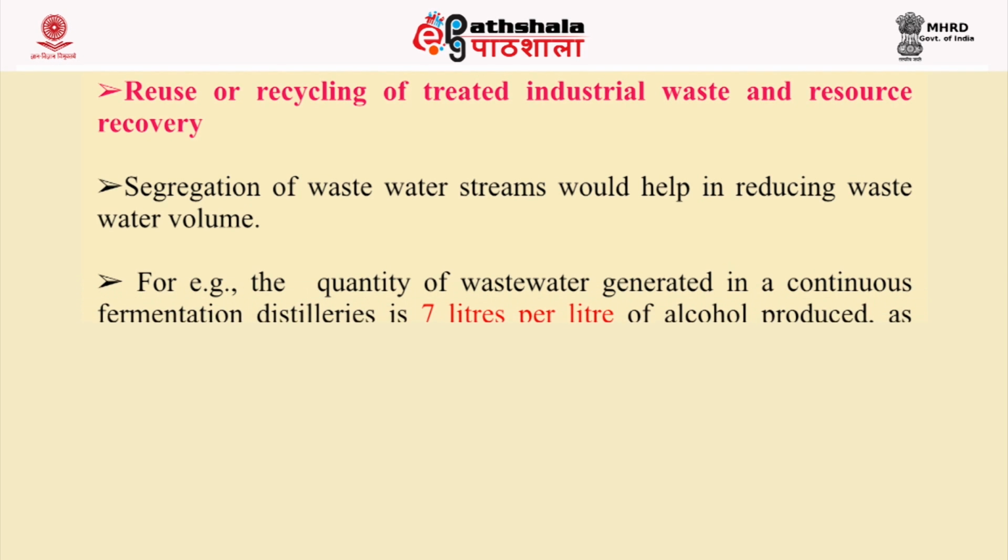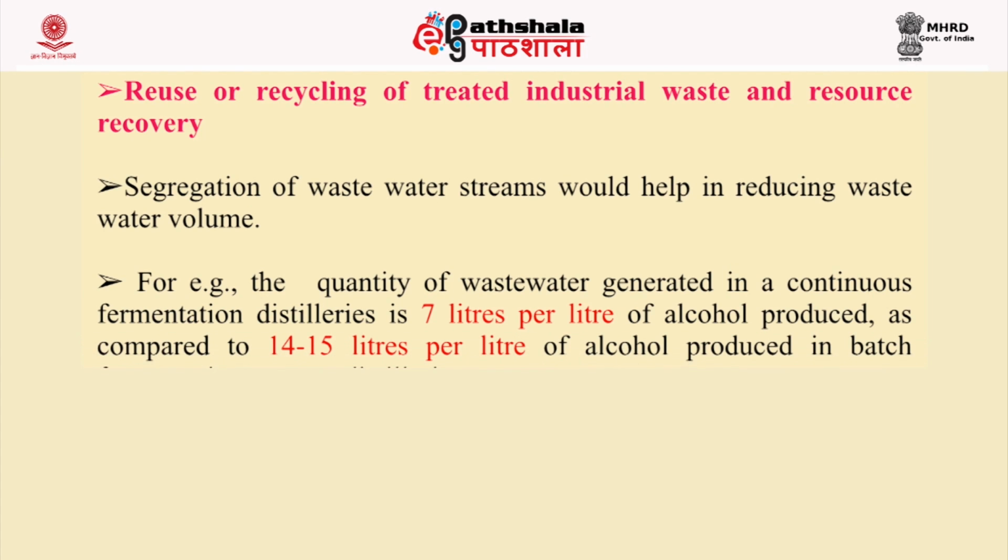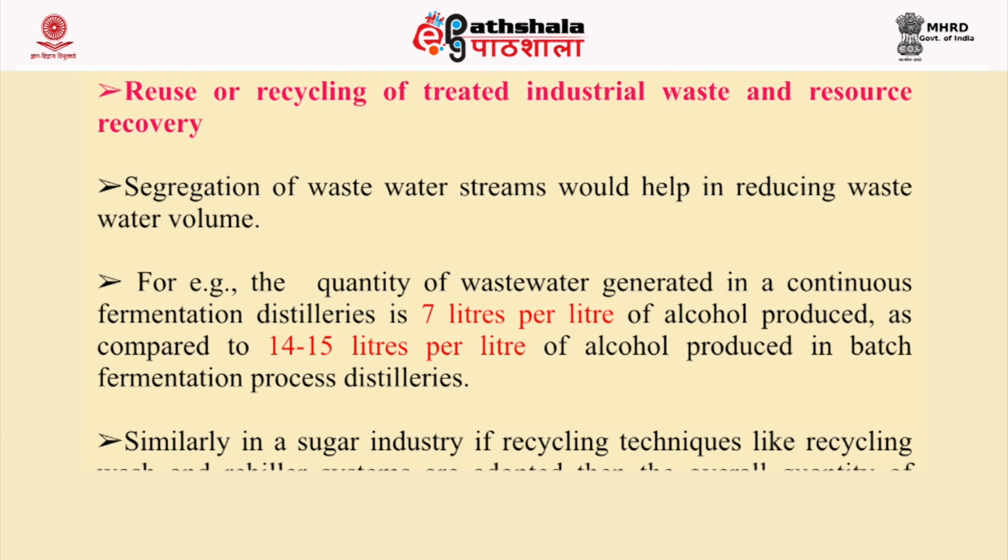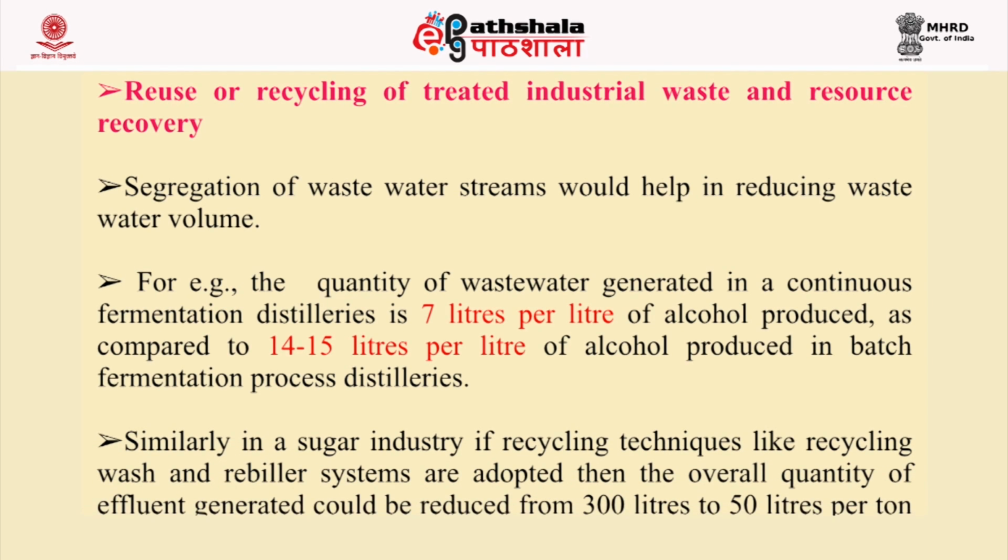For example, the quantity of wastewater generated in continuous fermentation distilleries is 7 liters per liter of alcohol produced, as compared to 14 to 15 liters per liter of alcohol produced in batch fermentation process distilleries. Similarly, in a sugar industry, if recycling techniques like recycling wash and reboiler systems are adopted, then the overall quantity of effluent generated could be reduced from 300 liters to 50 liters per ton of cane crushed.